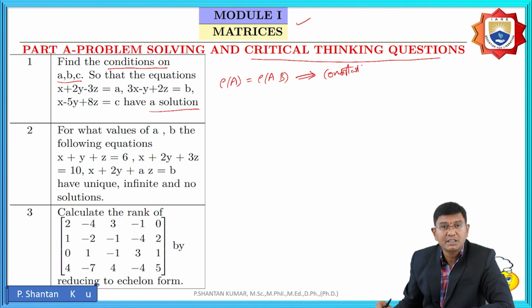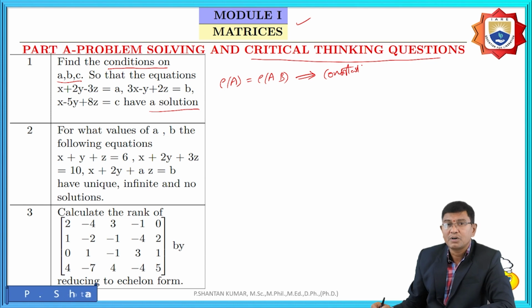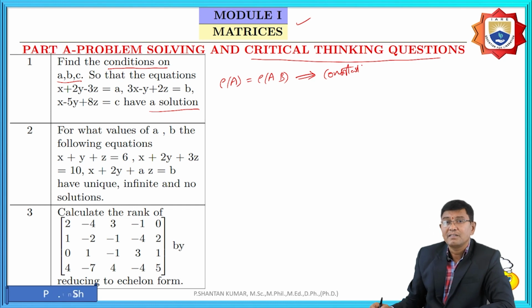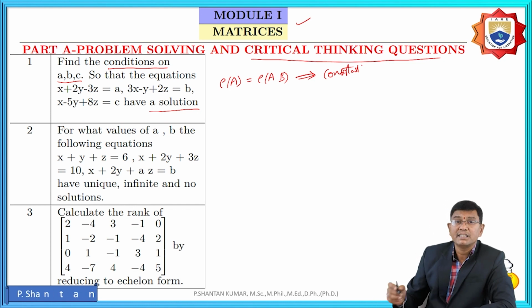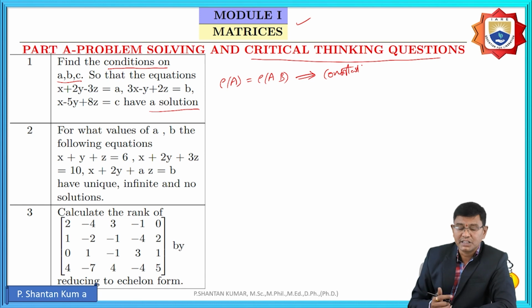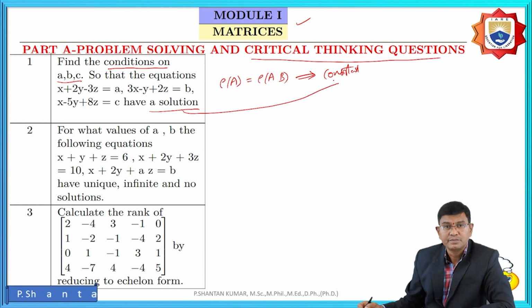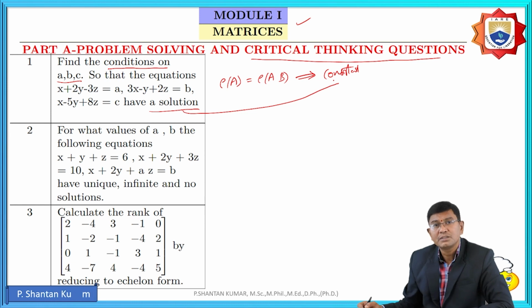That means, based upon this, first of all we need to write the non-homogeneous equation pattern, and write what is rank A and rank AB. Based upon that, we need to equate that rank A is equal to rank AB. Because the equations are given, logically it is consistent, that is, it has a solution. Based upon that, rank A is equal to rank AB.